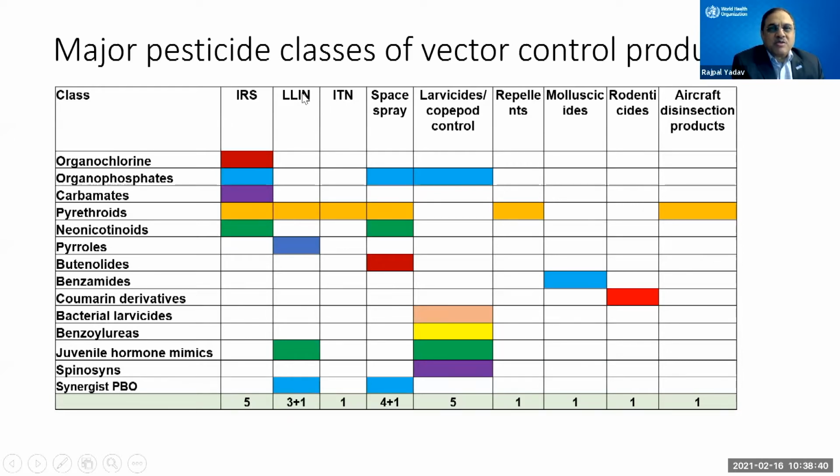Then we have several long-lasting insecticidal nets, as you may know, and these are primarily pyrethroids, but at least 3 more compounds have been added in different products: chlorfenapyr, a pyrrole, then a compound pyriproxyfen, and then the synergist PBO. And then there are other classes for other products, which do not really relate to sandflies: space sprays, larvicides, repellents, molluscicides, rodenticides, aircraft disinfection products. So this gives you a quick overview of what different compounds are in different classes used for vector control.